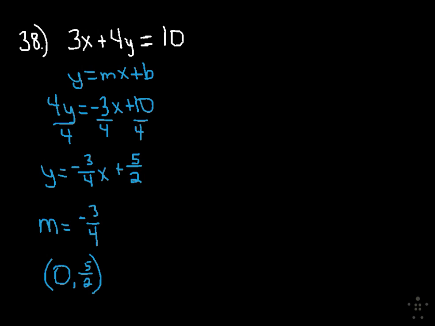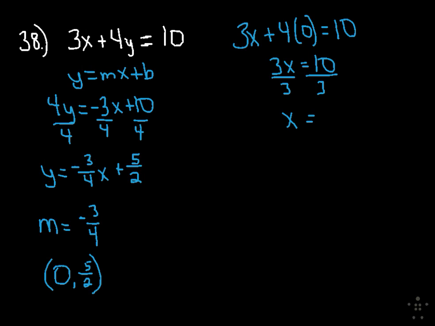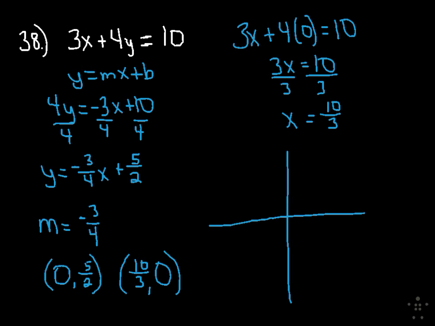Alright, now that's enough to graph, but they also ask for the x-intercept as well. So to find the x-intercept, let the y be 0. So 3x is equal to 10. So x is just simply 10/3. So my x-intercept is 10 over 3, 0. Alright, and then graph our line. You can use those points if you want to, or you can use, it crosses at 5 halves, which is essentially 2 1/2. Alright, so this is 1, this is 2, this is 3, 2 1/2 right there.